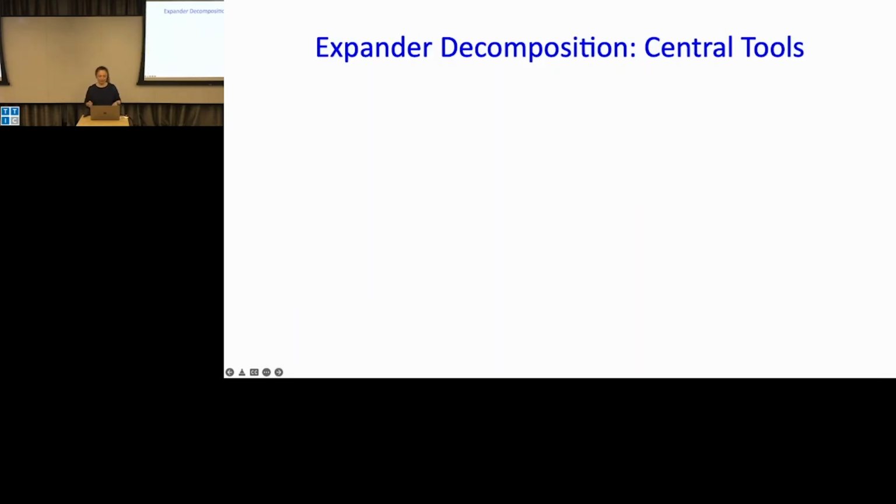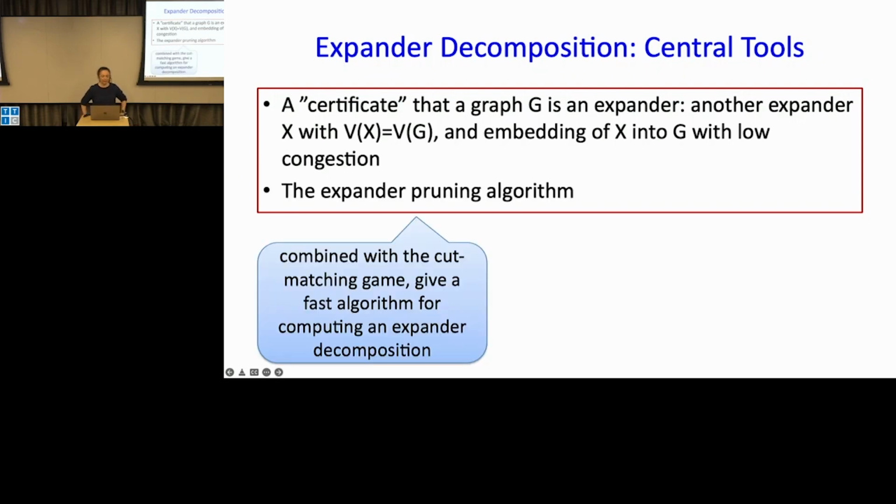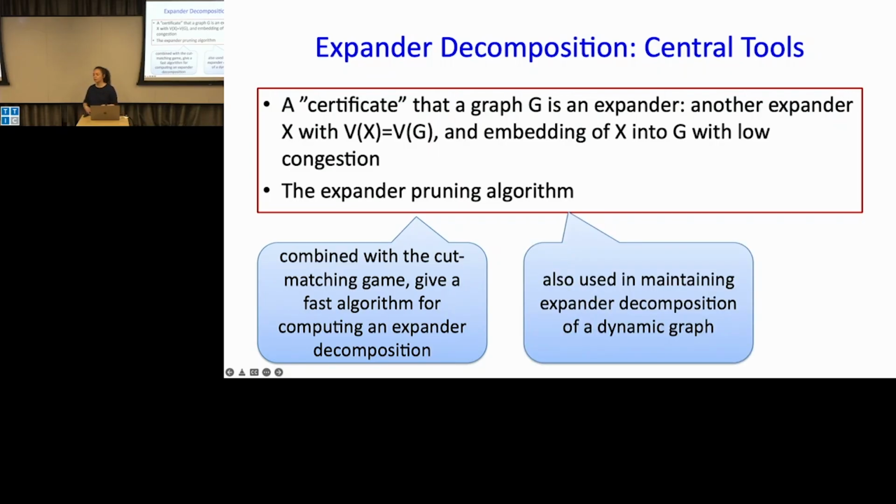So to summarize, what are the central tools for expander decomposition? First one is a certificate that the graph is an expander. A certificate is another expander that's embedded into a graph with low congestion. And second one is expander pruning. So when combined with the cut matching game, this gives a very fast algorithm for computing expander decomposition. But in fact, also if we want to maintain expander decomposition in a dynamic graph, then you use these tools and maybe with a little bit of work. This is how it's done today.